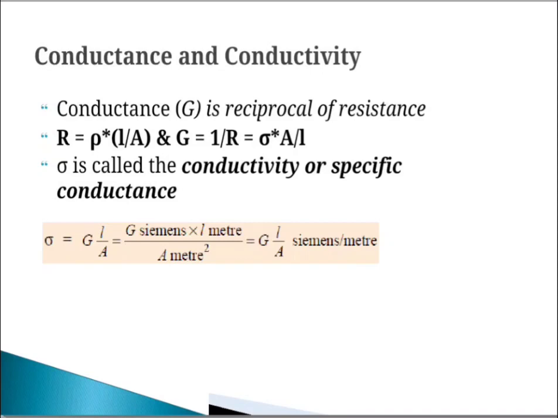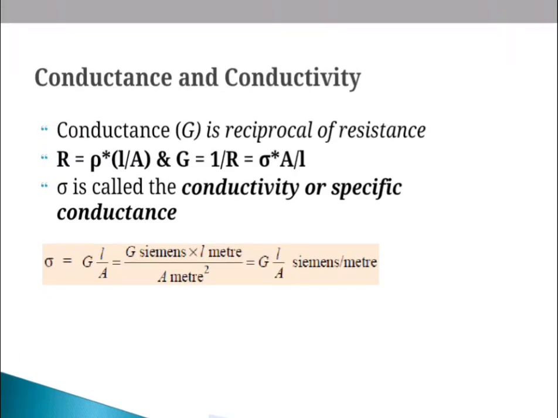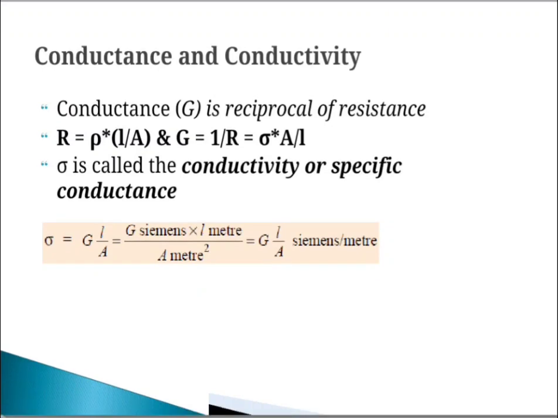Suppose we connect resistances in series, then we get the total resistance. Suppose there are two resistors R1 and R2 connected in series, then the equivalent resistance is R1 plus R2. But in terms of conductance, for two conductances G1 and G2, the equivalent conductance is given by 1 upon G equal to 1 upon G1 plus 1 upon G2.